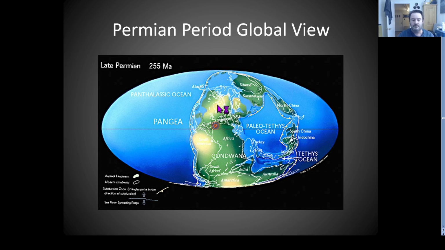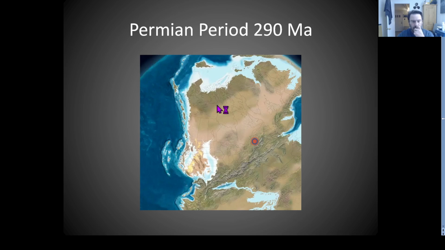So, next, Permian period right here. As you can see, we are just landlocked with Africa. We have mountains, but the mountains are starting to level a little bit now. They're not as big as they once were. That's the thing about giant mountain ranges. You think that they're unmovable, but they really don't last that long. One could say that in 60 million years, you could erode a mountain range down quite a bit.